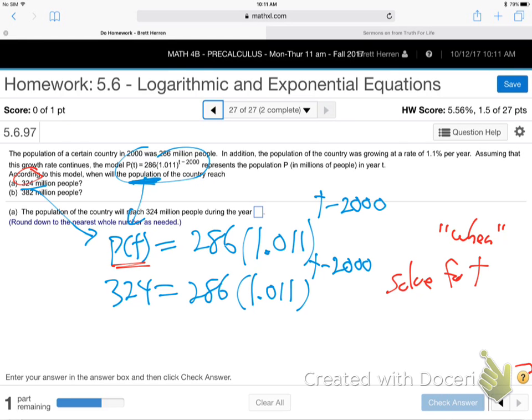Yeah, good. T has climbed into power, and we've got to get him out of power. What's the first step? First we have to get the base alone. Good, Samuel. First get rid of that 286, then do the ln. Remember, you've got to get the 1.011 alone first, and then ln both sides. After that it's the same as before. Good. We have finished.